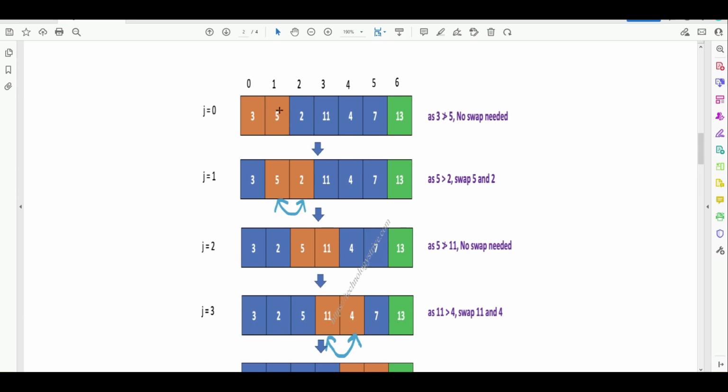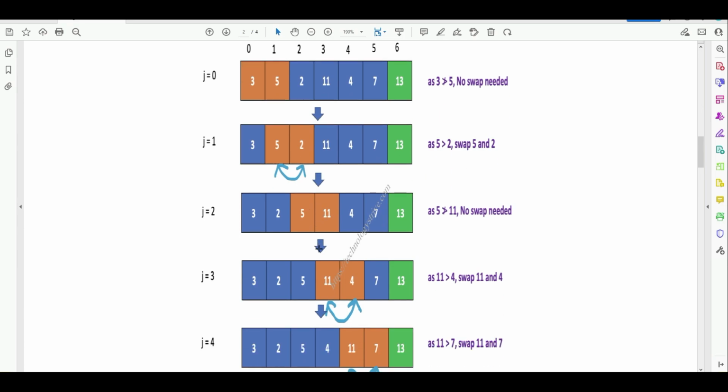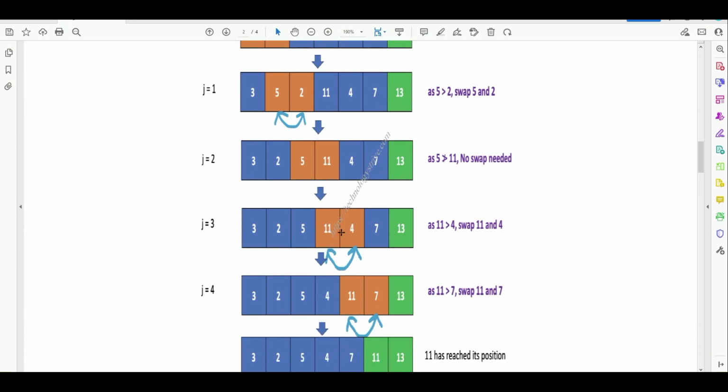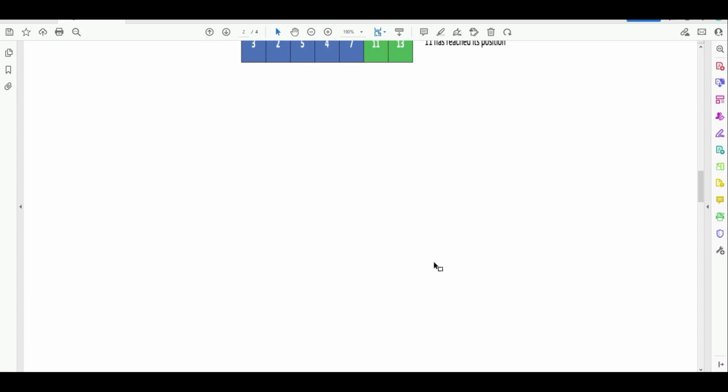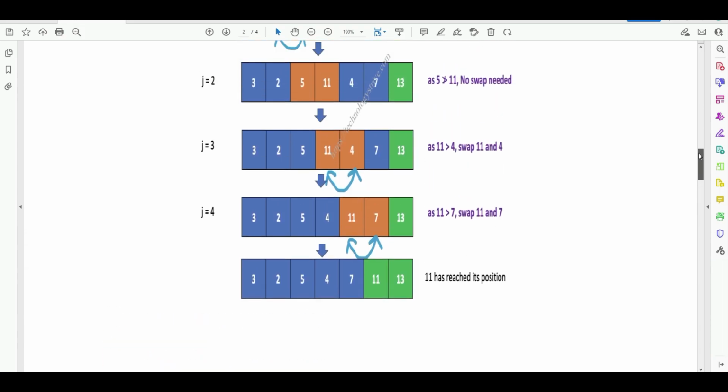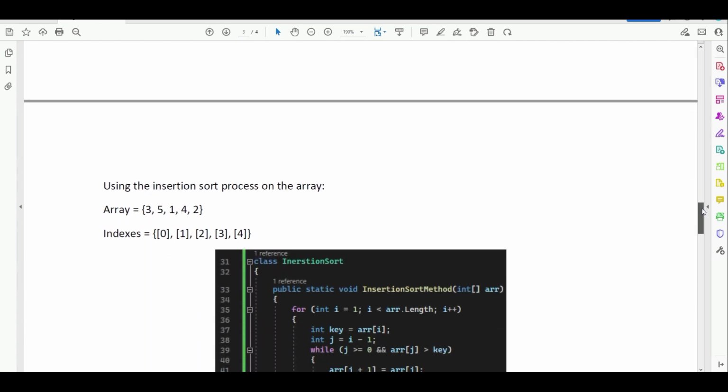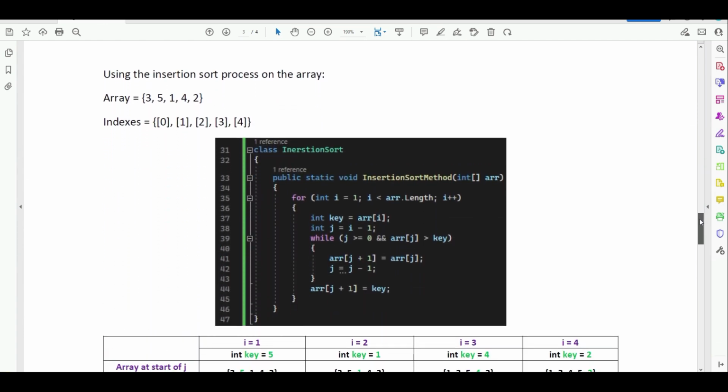Then we go to the next one, so 2 is less than 3, so we flip those around. Then we look here, the 11 is greater than 5, so we leave it alone. We go here, the 4 is less than 11, so we swap those, and so on. And so we get to here for that. But you can look at that in the lecture notes, which will be linked down below if you want to look at that in a little more detail.